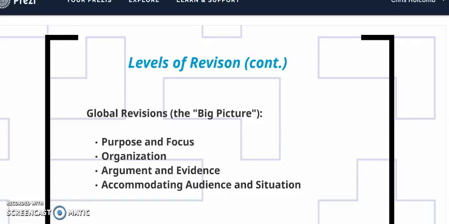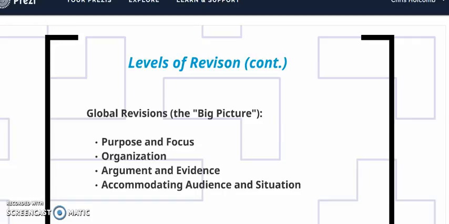Argument and evidence, and that includes: is there a clear trajectory to my argument, and am I supporting it with adequate reasons and evidence? Do I need to do more substantiation of claims? And then accommodating audience and situation, and this would be another global concern.